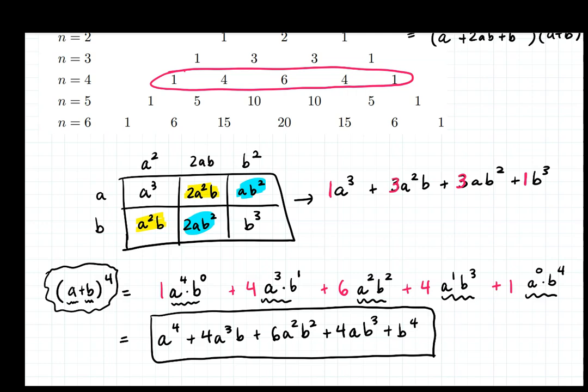And we could absolutely have done this just by foiling like we are used to, or just using the box method. But sometimes this can be a quicker method if our exponent is potentially a higher number.